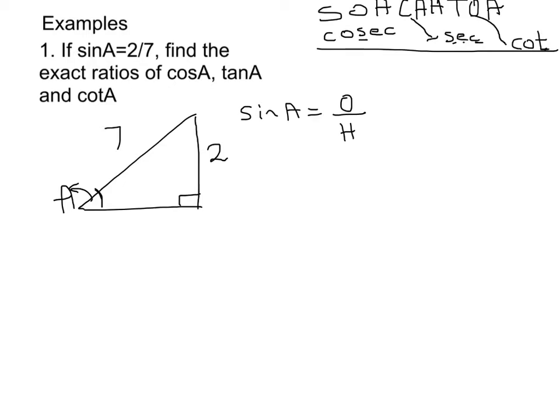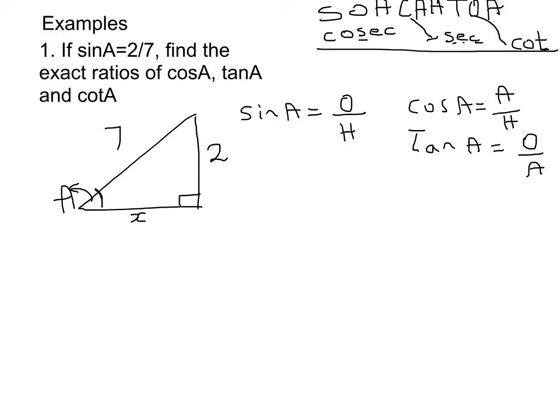So because I'm asked to find cos A, which is adjacent on hypotenuse, and tan A, which is opposite over adjacent, I need to find the adjacent side, because that's what I don't have. So to do that, just call that adjacent side x.